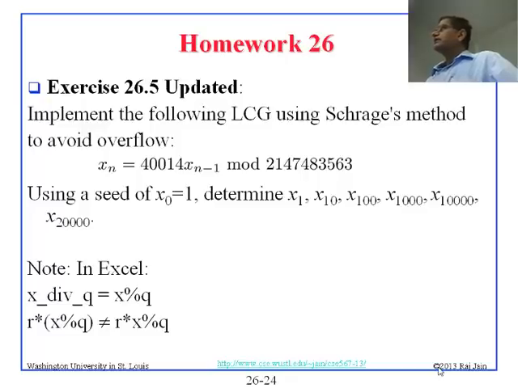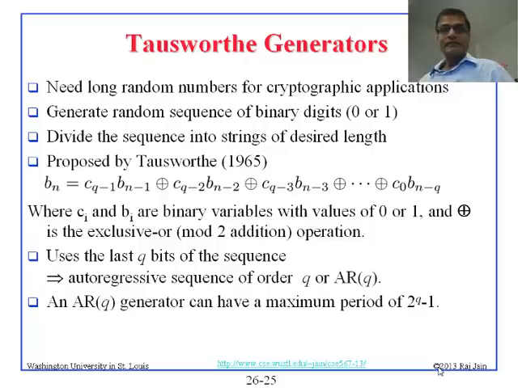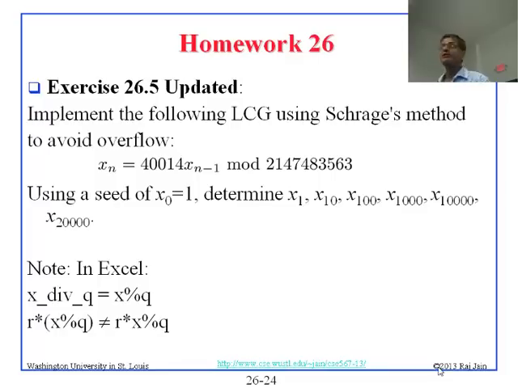It's saying that R times X by Q is not equal to R times X by Q, because this multiplication will be done first. So basically you have to put the parentheses at the right places if you want to do whatever you want to do. All right, so that is the homework. Any question about the homework?